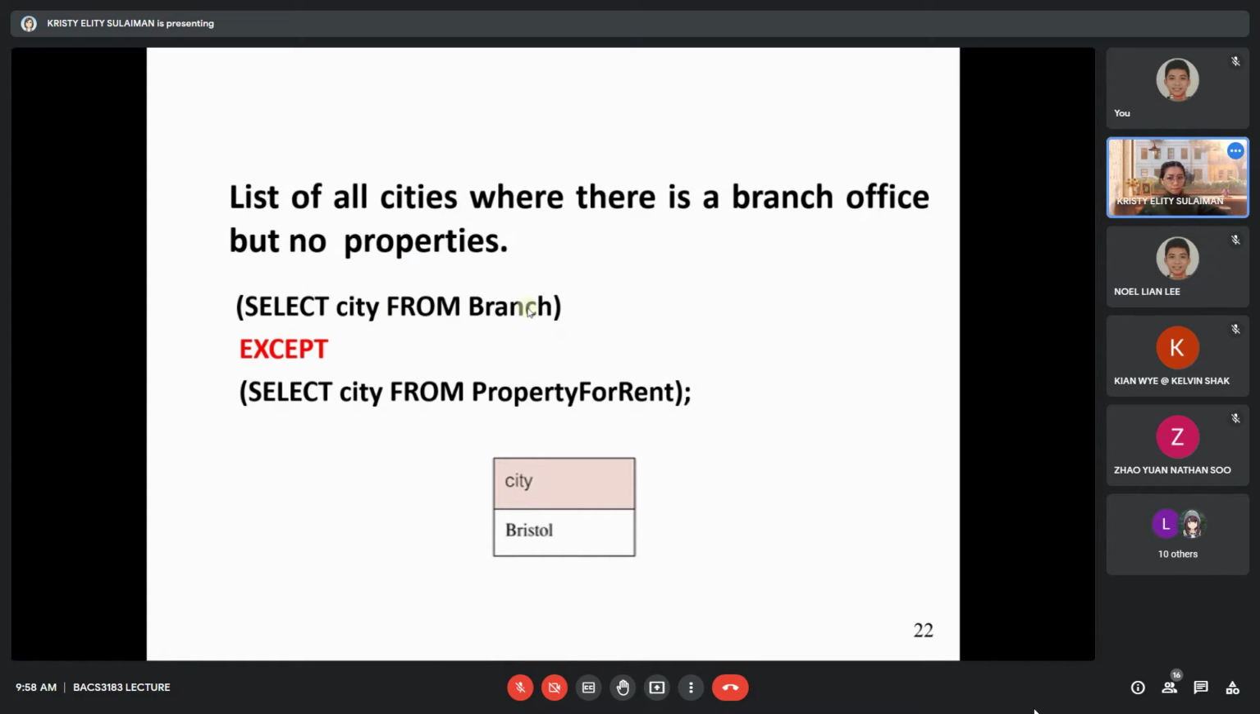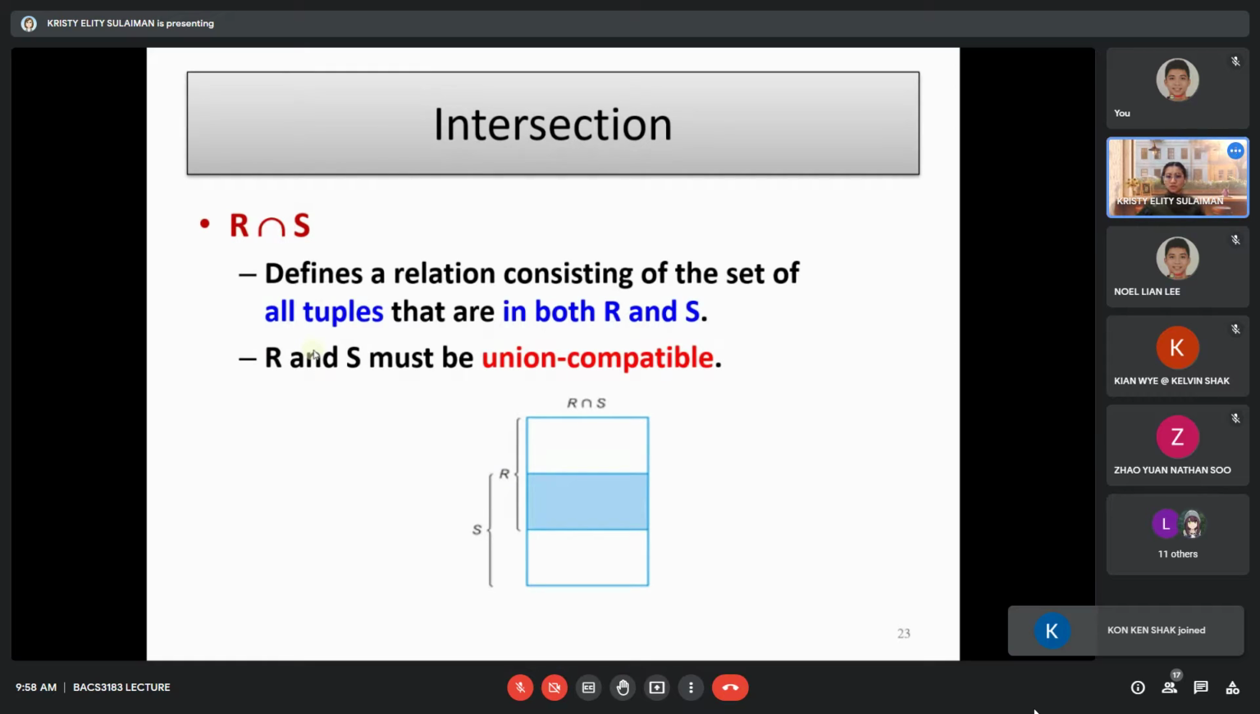Okay. So this is for set difference, and in SQL, we use this operation. Next is intersection, the one that Russell included in his answer just now. Intersection is the opposite of union. The intersection operation defines a relation consisting of the set of all tuples that are in both R and S. So it must be union compatible.